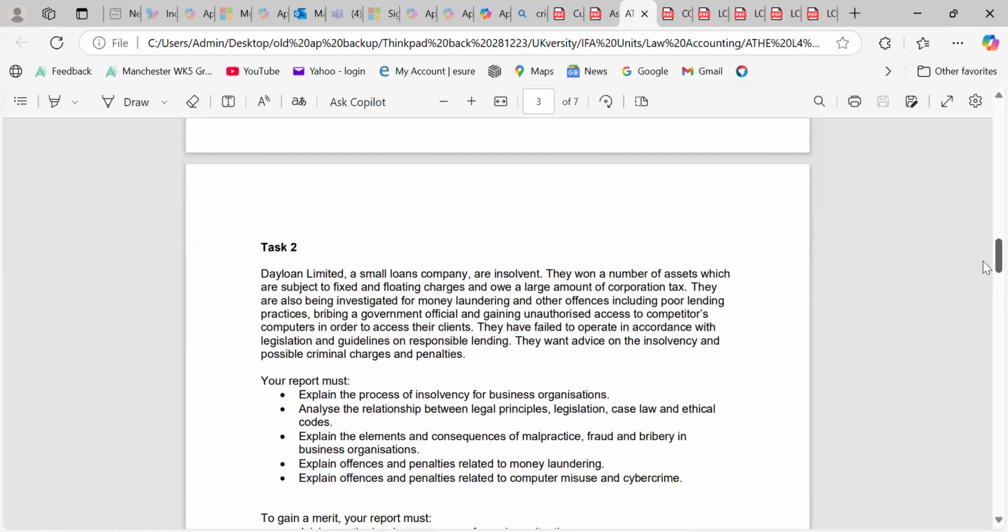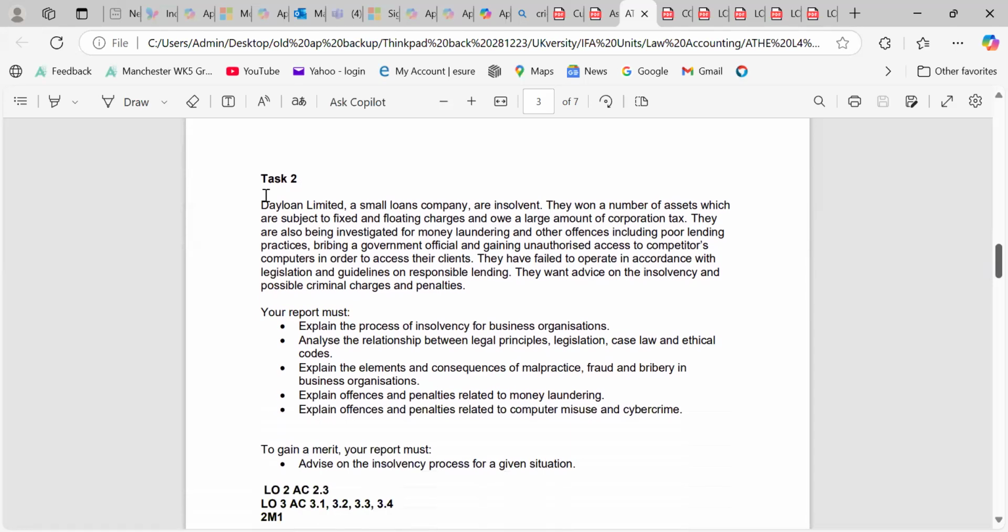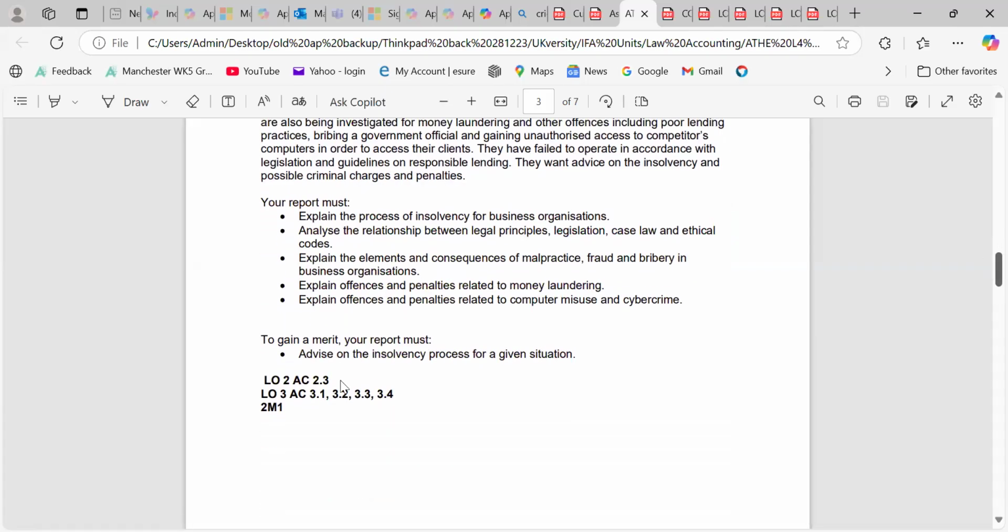Then there is task 2. When you do task 2, again, please read the scenario as given, because you can contextualize. These are the key indicative content and the key assessment criteria. This task 2 consists of our LO2, so you can open lesson 2, 2.3, and LO3, which is lesson 3.